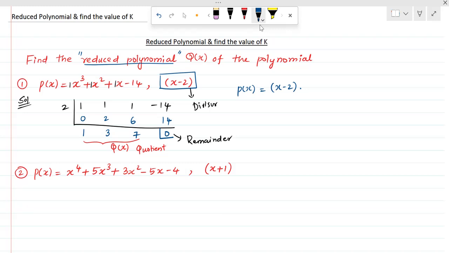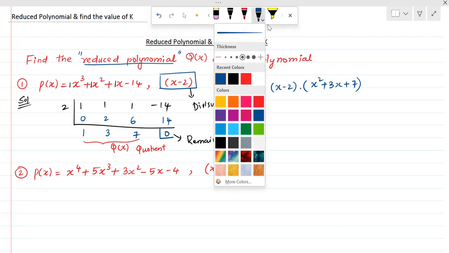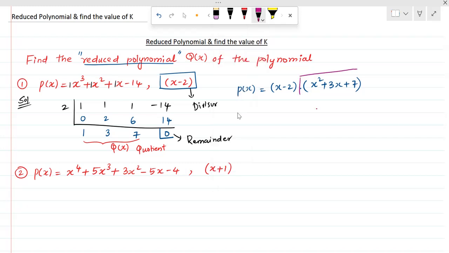What is q? The given polynomial has x to the power 3, and now it is reduced to x power 2. So it is 1x power 2 plus 3x plus 7. If you multiply, you will get the polynomial. If the question is asking only for the reduced polynomial, you can just write this one. This is the reduced polynomial, the quotient q of x. The q of x is nothing but x square plus 3x plus 7.